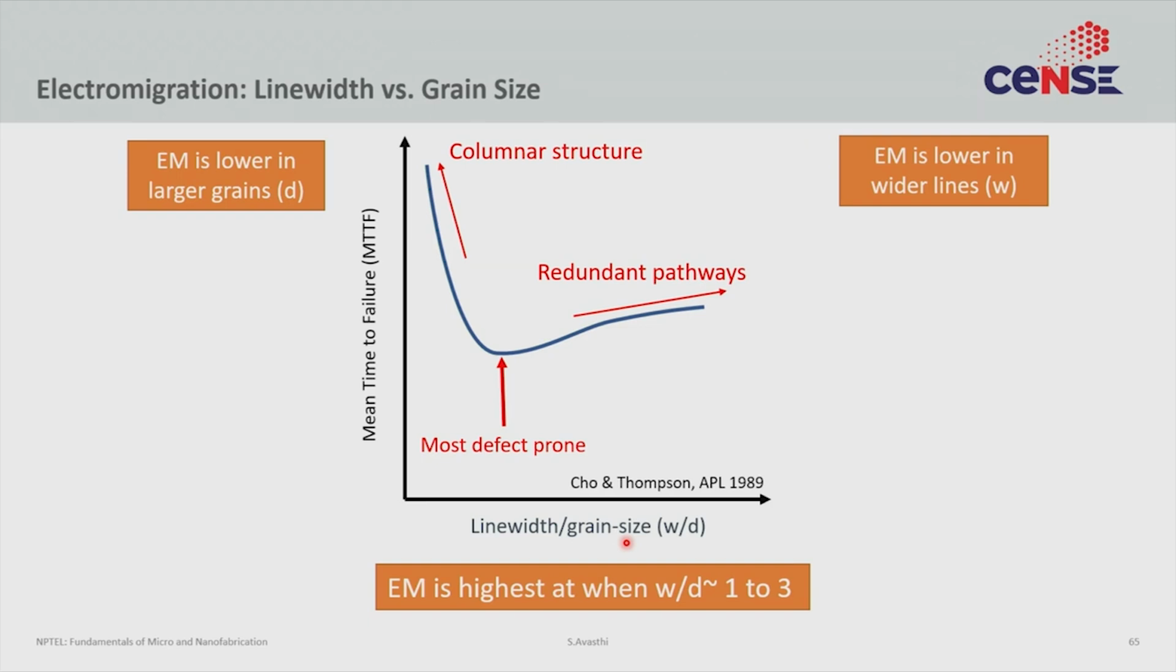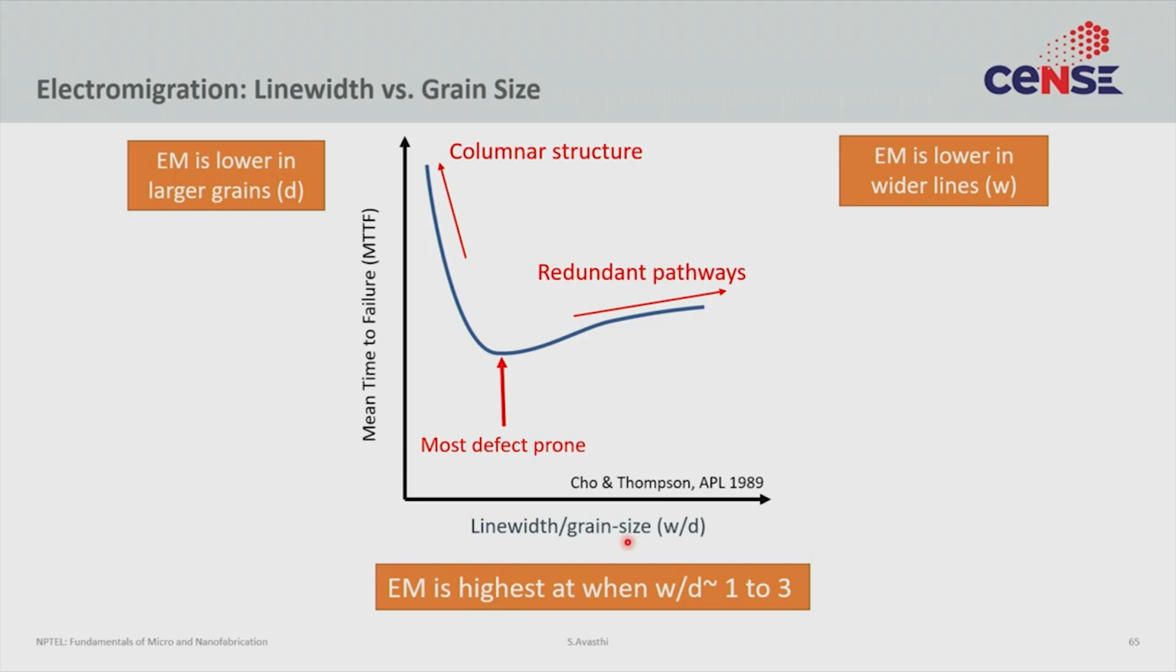You actually have higher reliability or longer mean time to failure for cases where the line width to grain size ratio is very large, which means that either the grain sizes are very small or the line width is very thick. You would also get high reliability for the case where the line width to grain size ratio is very small, which means either the line width is very small or the grain size is very large.